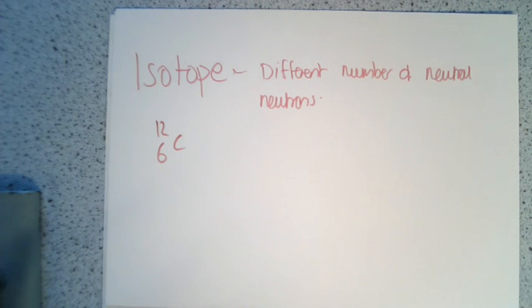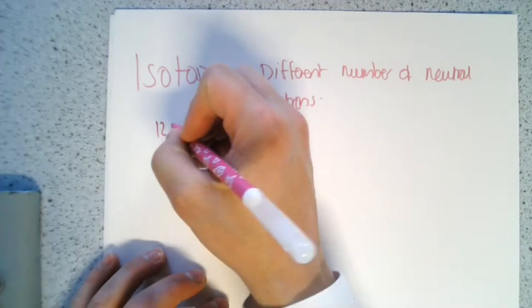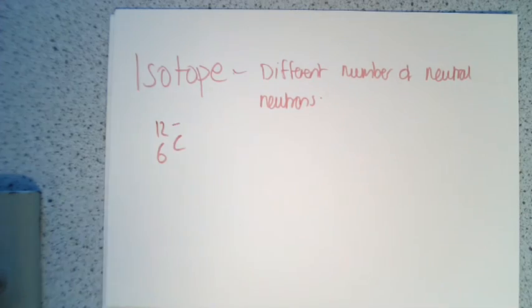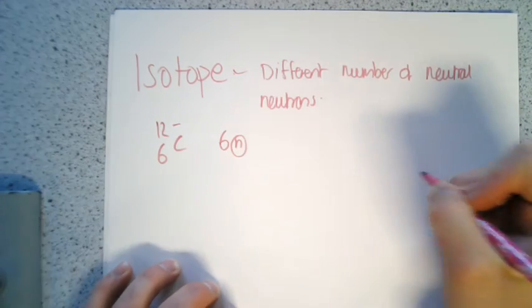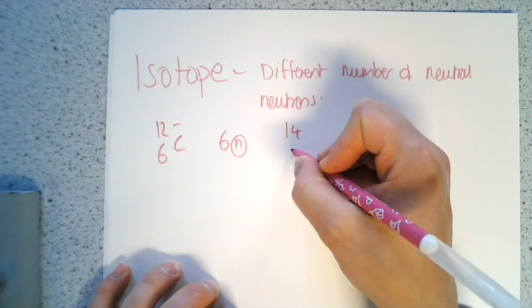Now, I'm not going to recap how to work out protons, neutrons, electrons. You should know how to do that, you have recapped that multiple times. That top number tells you protons and neutrons. If we work it out, it's got 6 neutrons.